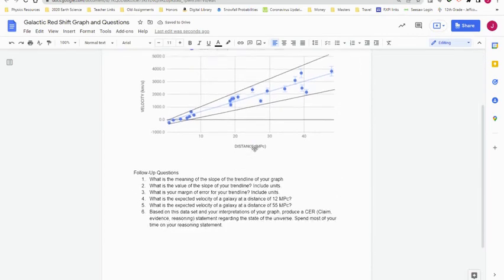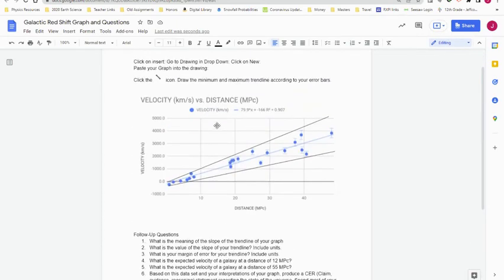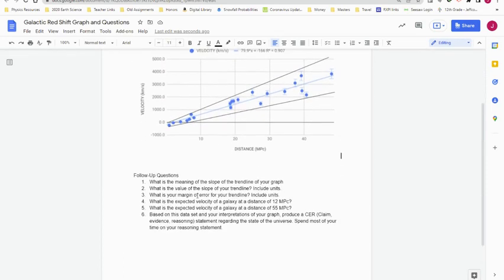Okay. And then it just asks a series of questions on that. The meaning of the slope. So remember, we kind of covered that. That's this number right here. The value of the slope of your trend line, including units. So remember, rise over run. So here's your units.